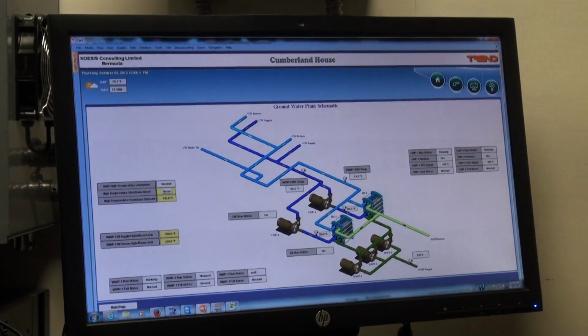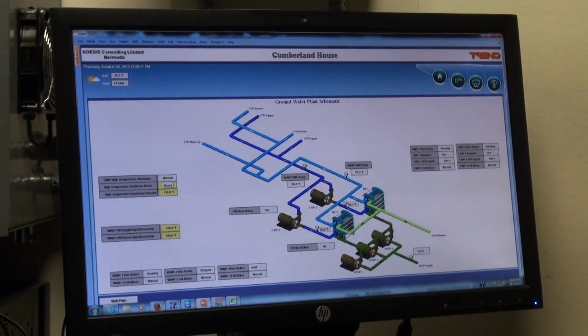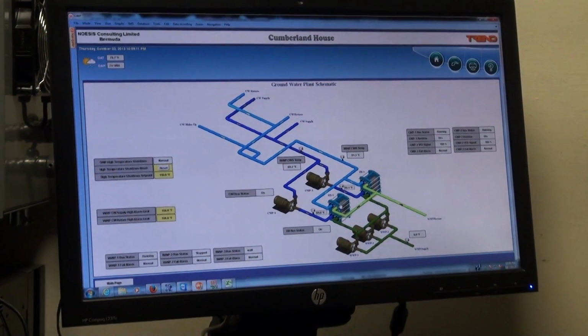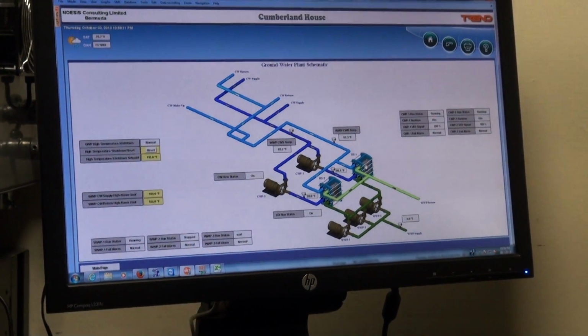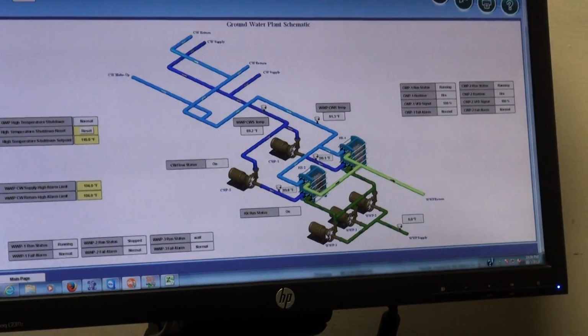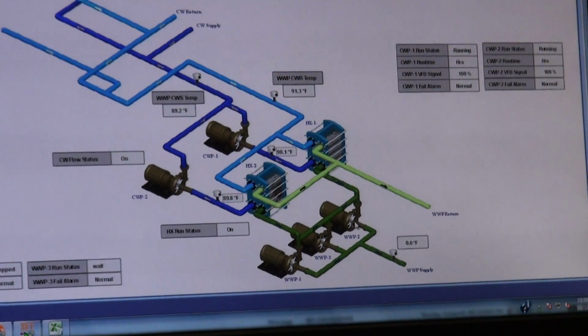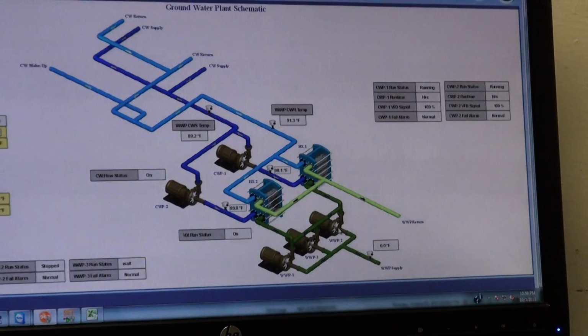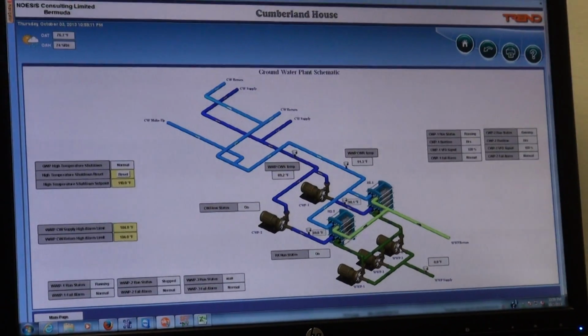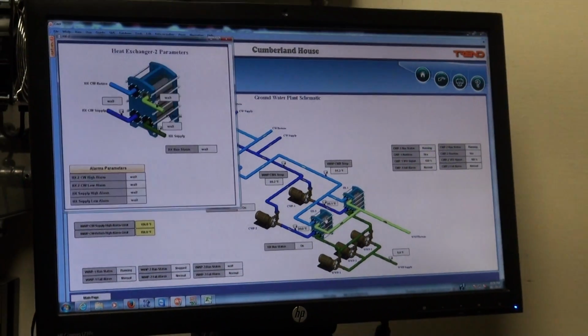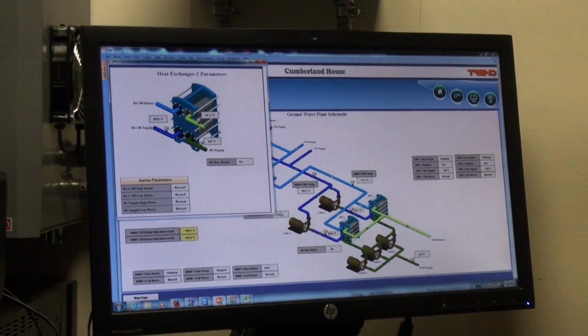They're the two secondary pumps, pump 1 and 2. You've got heat exchanger 1 and 2, heat exchanger 1 and 2, and you've got 3 pumps pulling water from a well, which is probably over 200 feet away. We can monitor the temperatures of the heat exchangers.